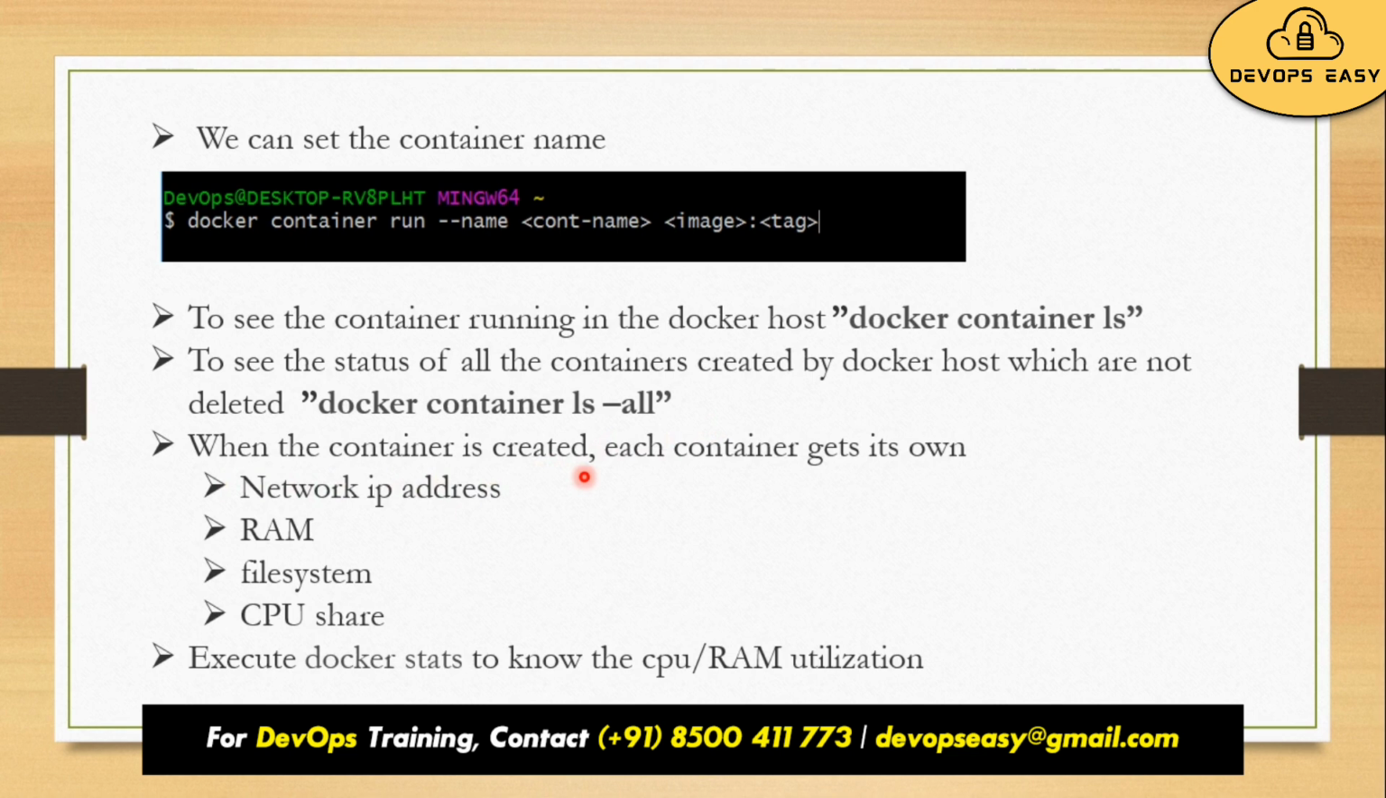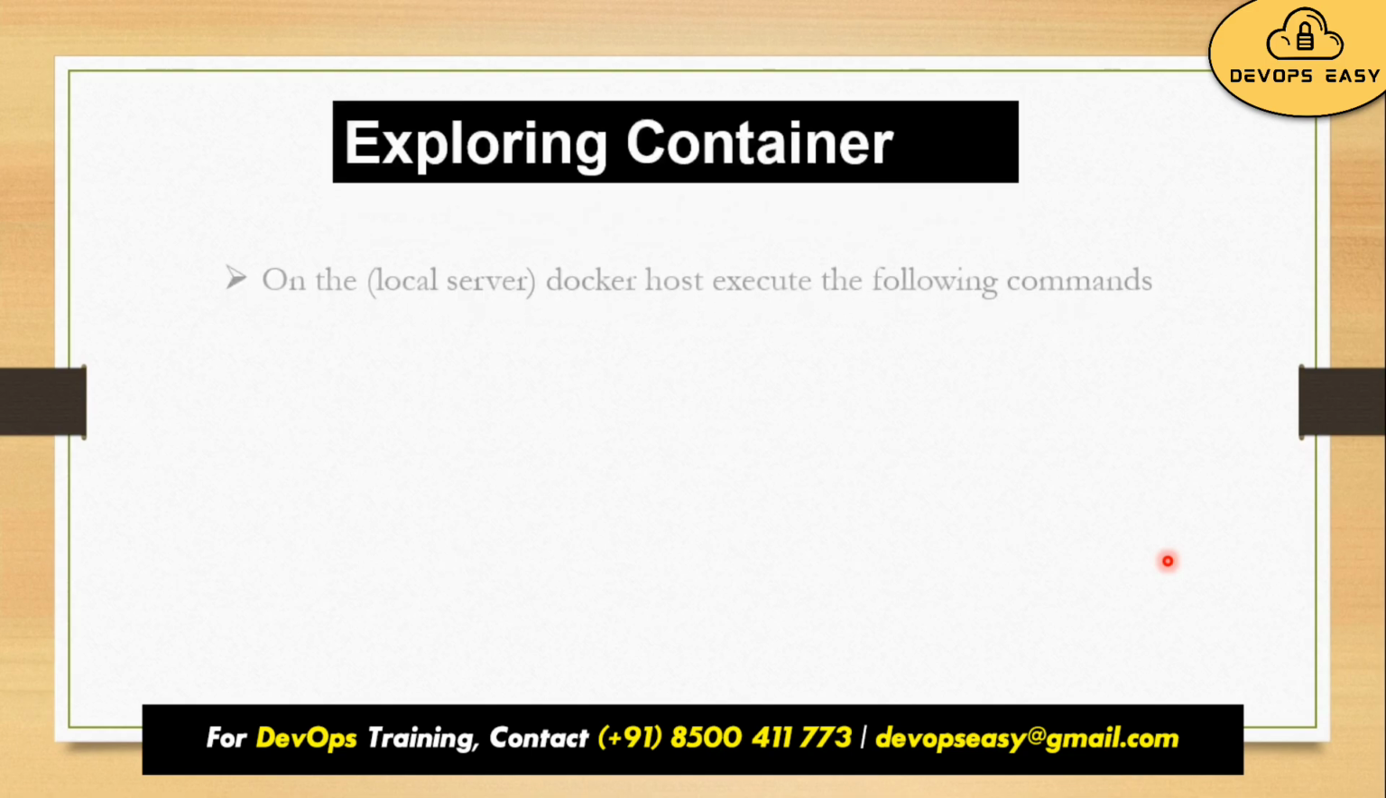When the container is created, each container gets its own IP address, RAM, file system, and CPU. Every container will get all these things. What is this container? In the next slide I will explain. So execute docker stats to know the CPU and RAM utilization. If you execute docker stats, it will show the CPU and RAM utilization of every container. I will show this command as well.